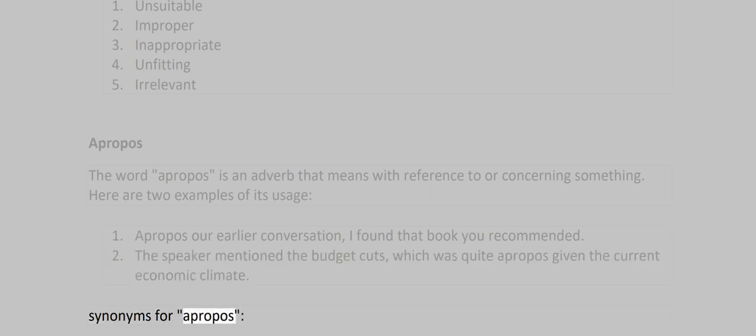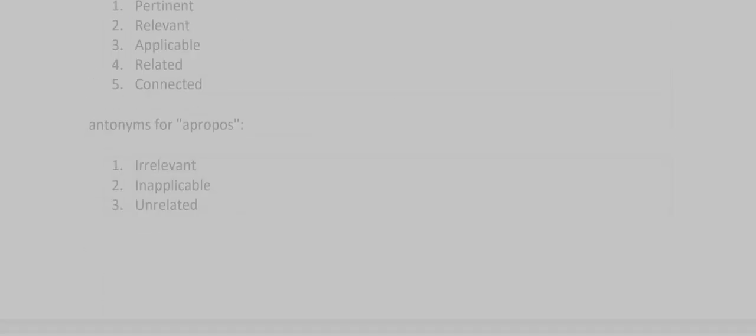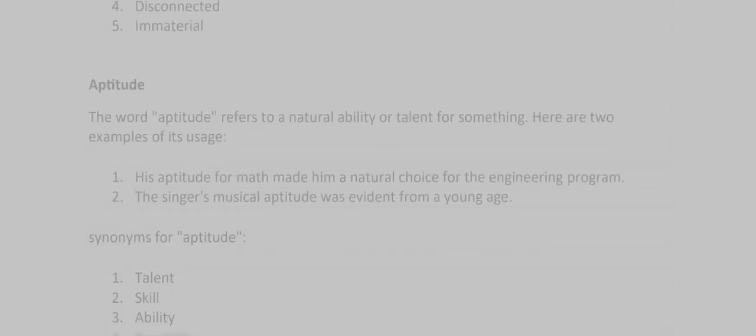Synonyms for apropos. 1. Pertinent. 2. Relevant. 3. Applicable. 4. Related. 5. Connected. Antonyms for apropos. 1. Irrelevant. 2. Inapplicable. 3. Unrelated. 4. Disconnected. 5. Immaterial.